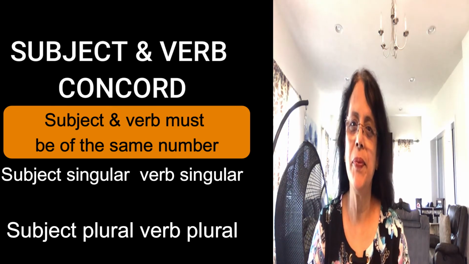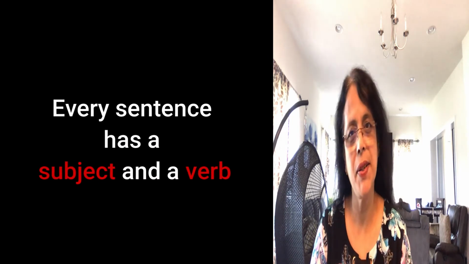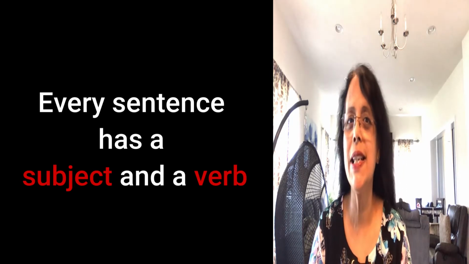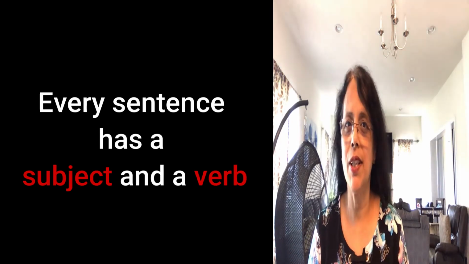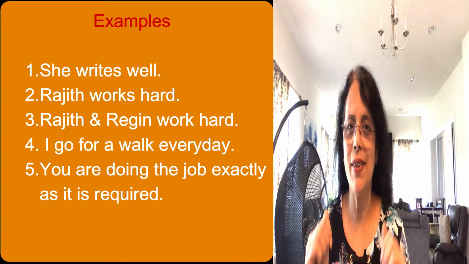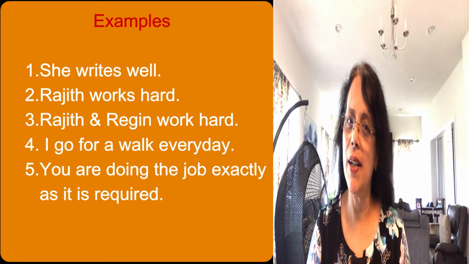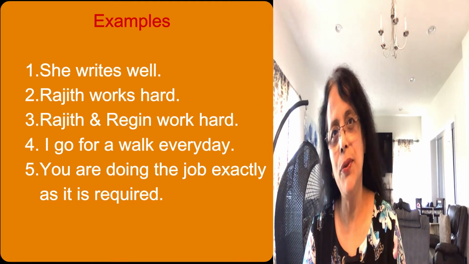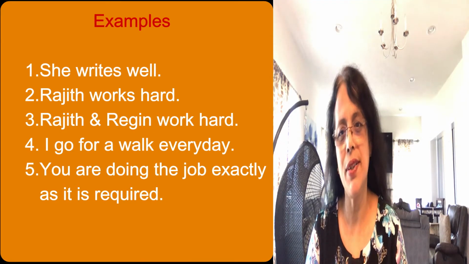By now, you must be familiar with what a subject is and what a verb is. Every sentence has a subject and a verb. Of course, there are other things too in a sentence, but a basic sentence always consists of a subject and a verb, right? For example, she writes well. Rajit works hard. Rajit and Rajin work hard. I go for a walk every day. You are doing the job exactly how it is required.